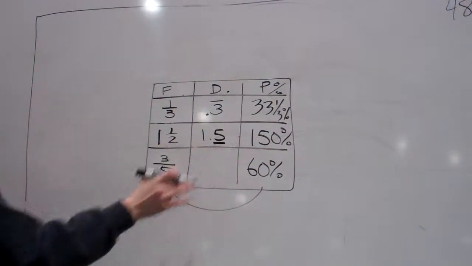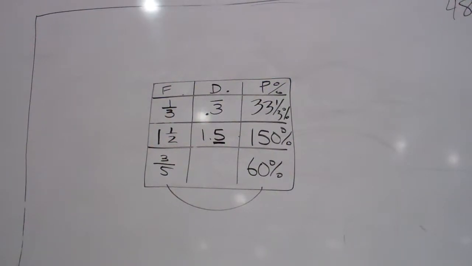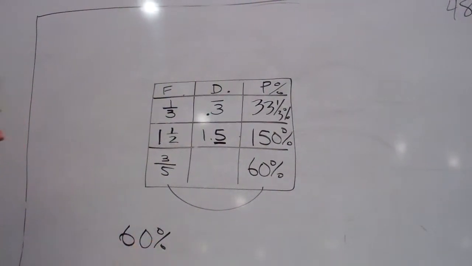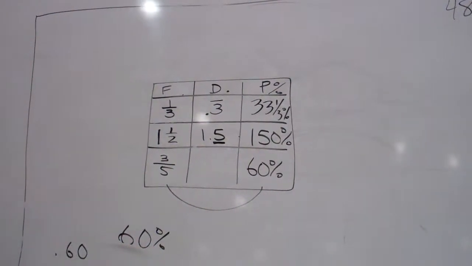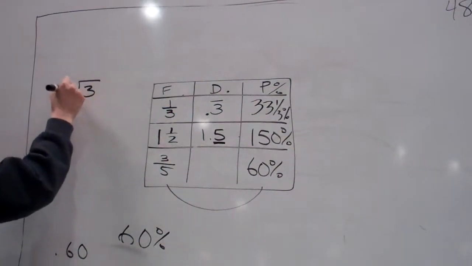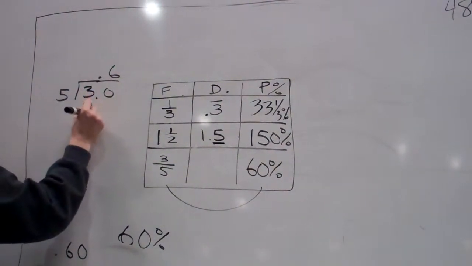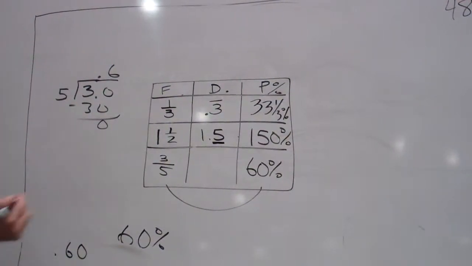Now, how do I make this into a decimal? 0.60. Yes, it is. Very good. There are 2 ways you can do this. You can know that 60% is really 0.60, because we're going to move the decimal 2 places back. But if you don't automatically know that, then here's what you can do. 3 divided by 5. And when you work it, you would realize that it's 0.6 or 0.60.